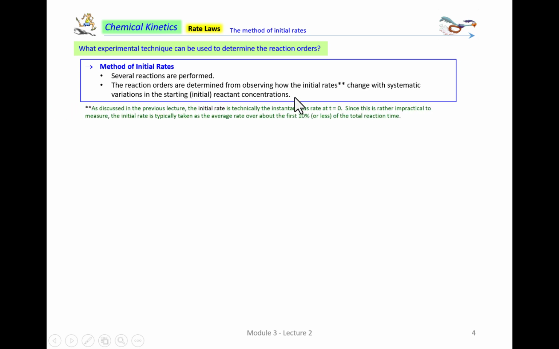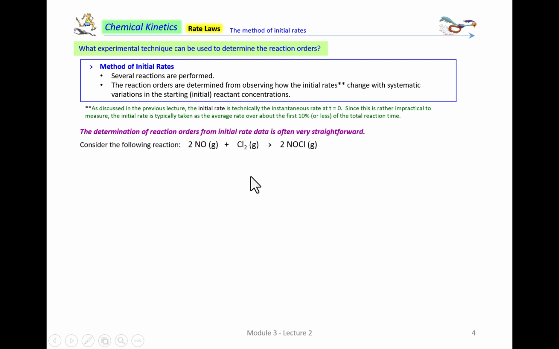Recall, as discussed in a previous lecture, the initial rate is technically the instantaneous rate at time equals 0. Since, of course, this is rather impractical to measure, the initial rate is typically taken as the average rate over the first 10% or less of the total reaction time. Now, the determination of reaction orders from initial rate data, this is actual data that you would obtain, is often very straightforward.